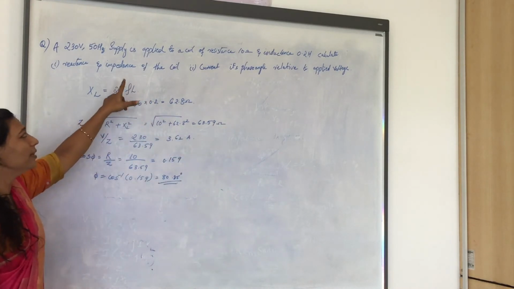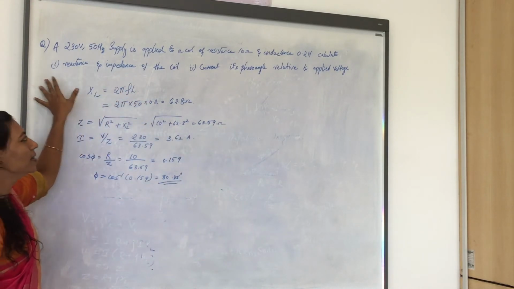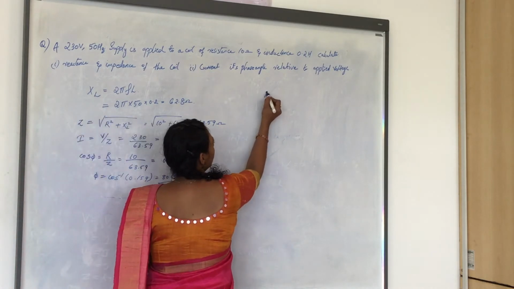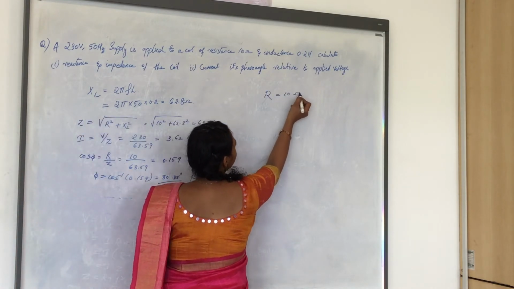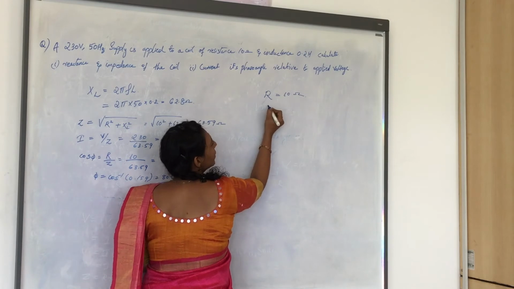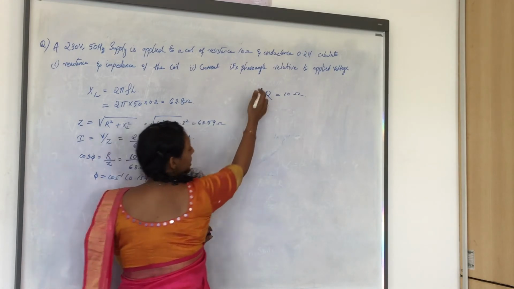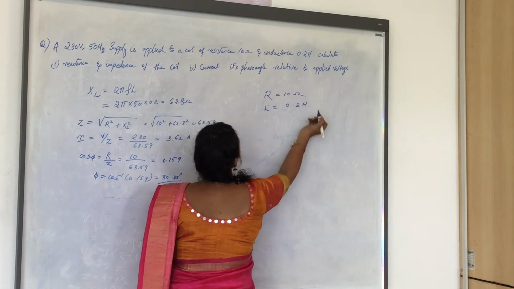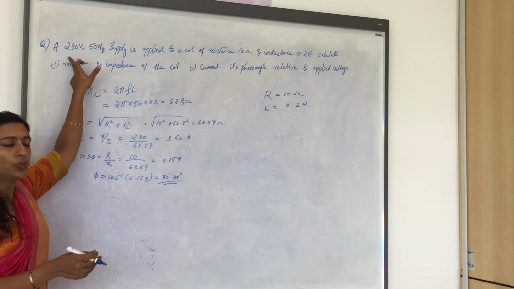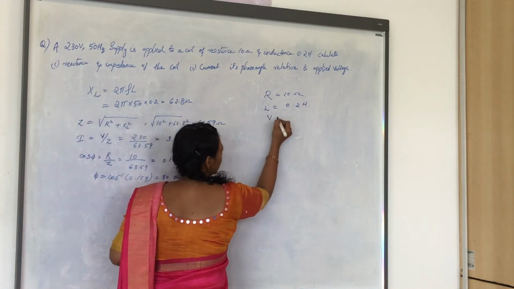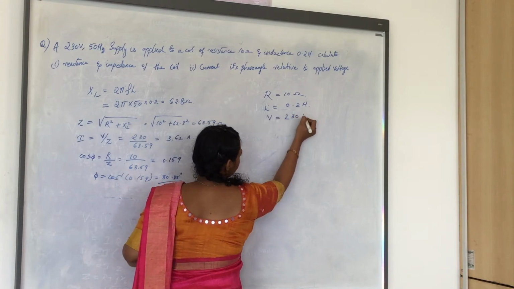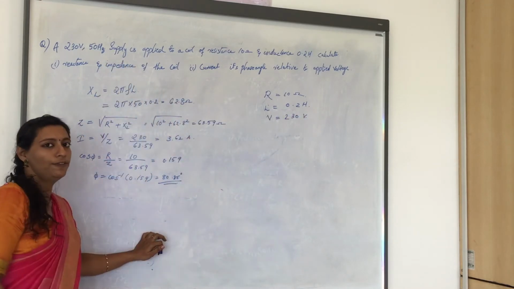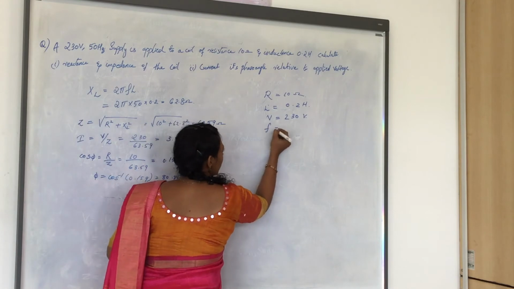So, the given data are: resistance R equal to 10 ohm, inductance L equal to 0.2 Henry, applied voltage V equal to 230 volt, and frequency F equal to 50 Hz.